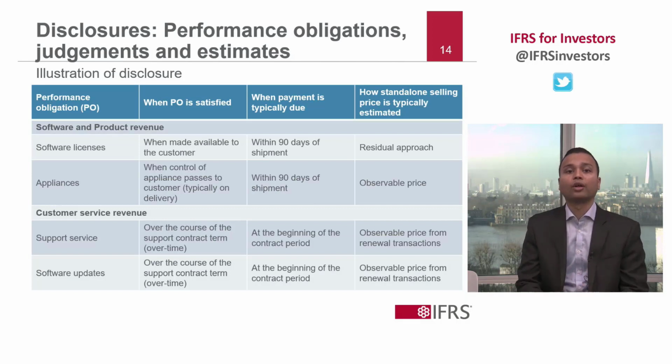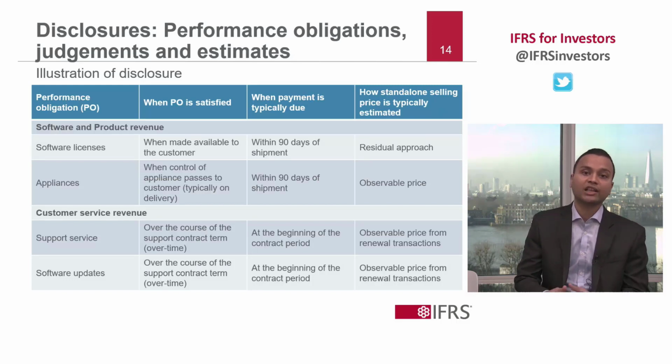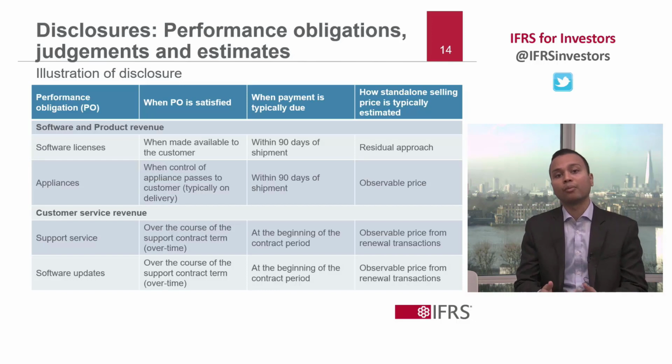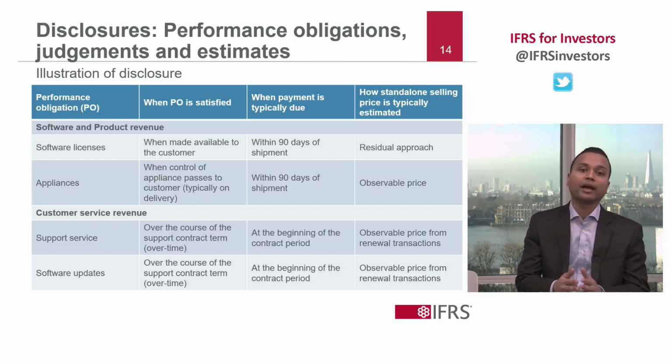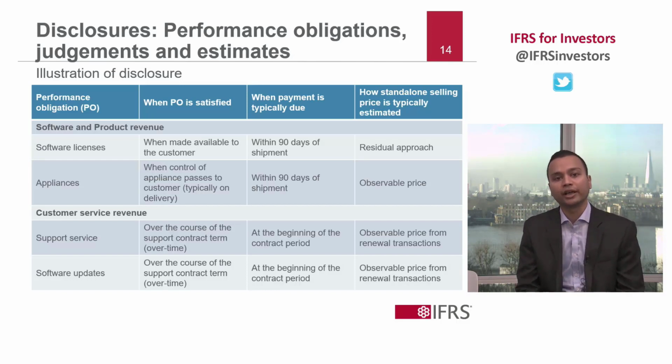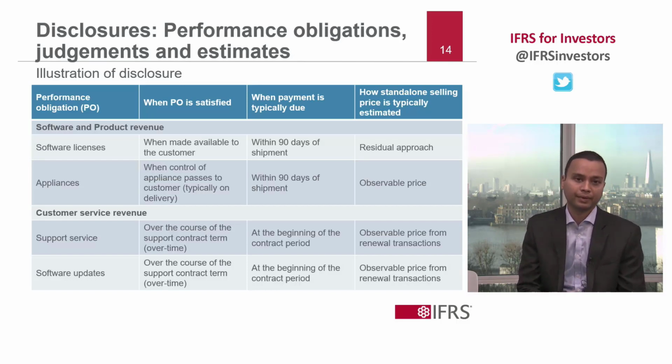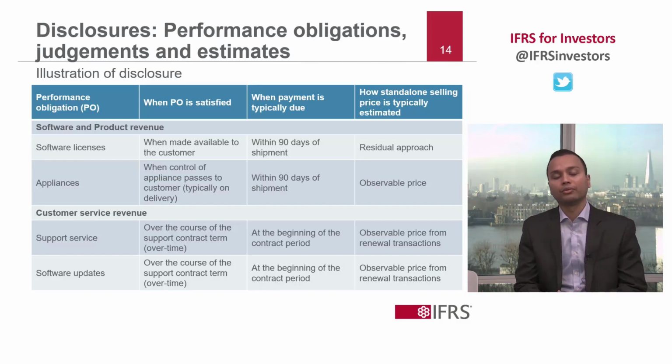An example of what these disclosures could look like appears on this slide. In this case, the company has presented information about its performance obligations in a tabular format. The company has provided other aspects of the revenue model that relate to performance obligations, such as how it allocates transaction price to performance obligations and when it expects performance obligations to be satisfied. These are examples of the judgments the company would apply to have disclosures in relation to performance obligations.